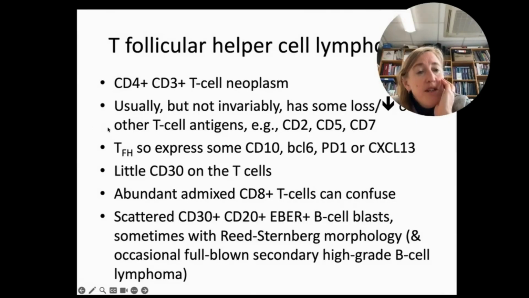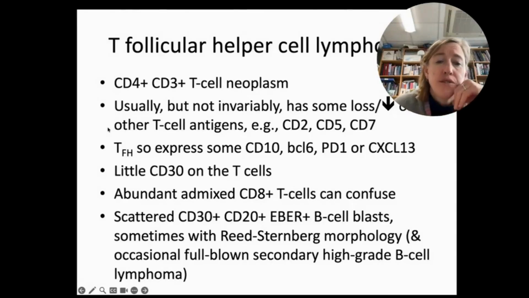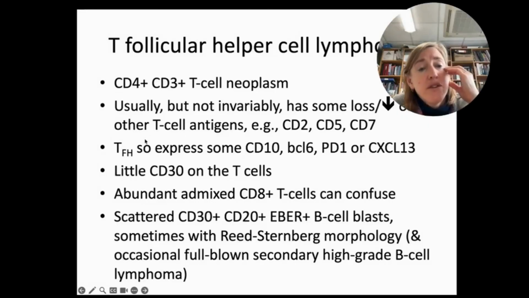They don't have a lot of CD30 on them, and the cells are relatively small, so it's often quite difficult to be certain that they're not just benign reactive T cells. They also have a lot of CD8 T cells mixed with them, which is confusing. One of the things to know about the T follicular helper cell lymphomas is that they prevent the individual being able to control Epstein-Barr virus infection, and quite often you see Epstein-Barr virus positive B cell blasts sitting in the tissue associated with the T cell lymphoma.